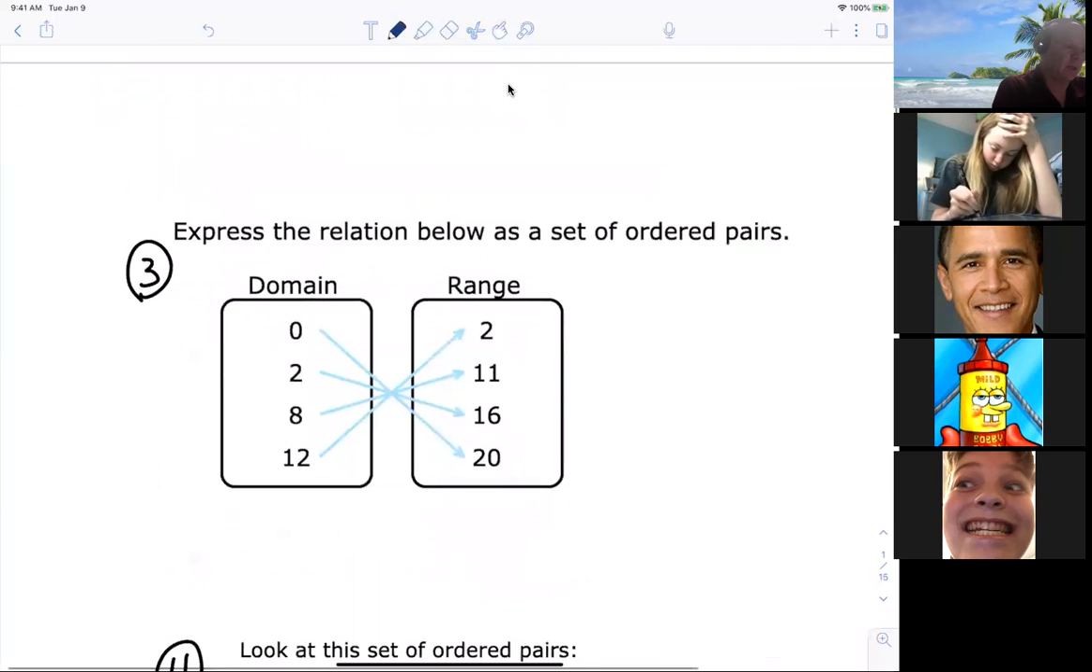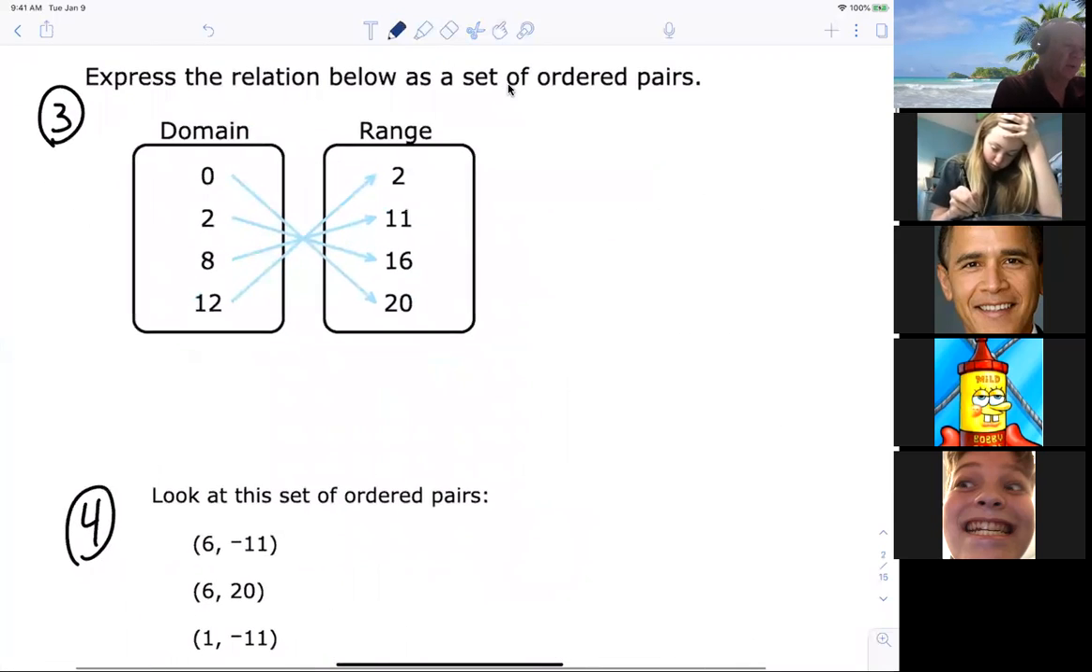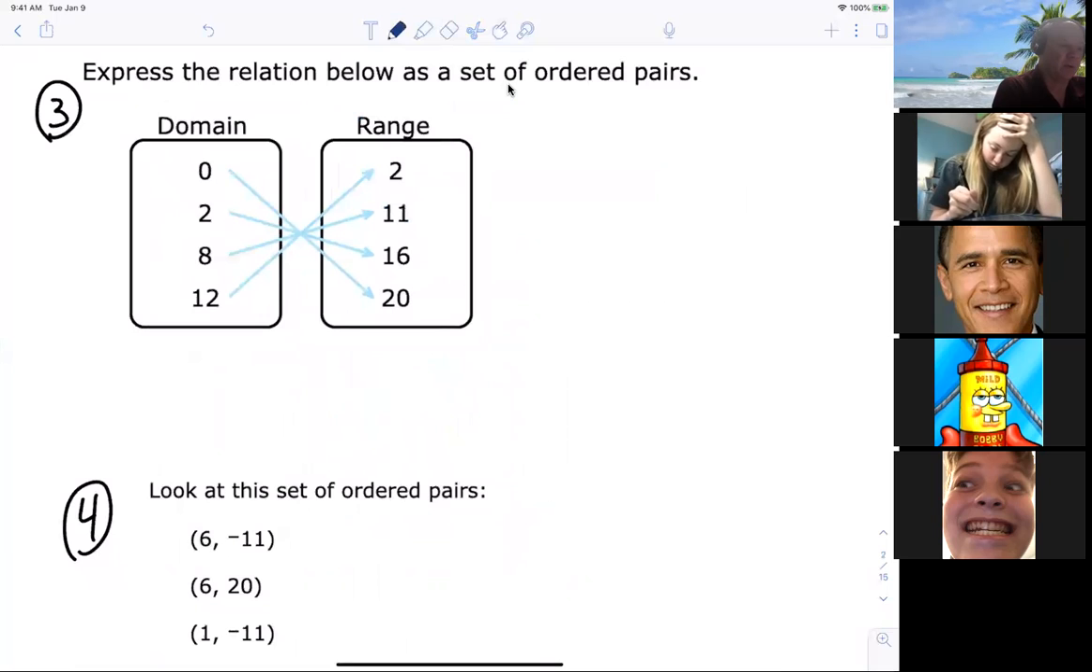Number 3. Now, here, they're just trying to trick you. They want you to write the relation as a set of ordered pairs. So 0 is mapped to what number?